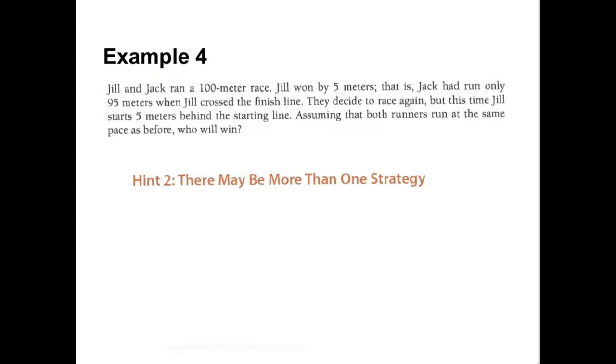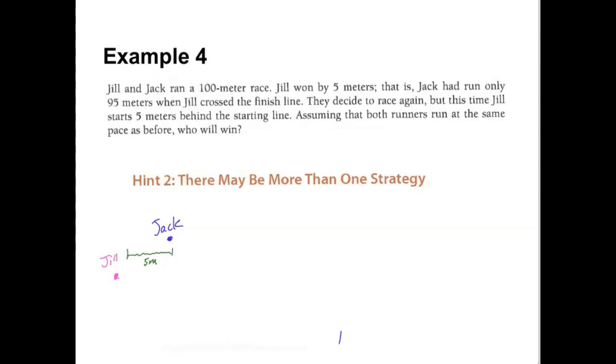Tie. I got a lot of ties, and I think that's the common intuition, but let's look at this. So Jill can run 100 meters in the time it takes Jack to run 95 meters. Can you agree with that? So this is on the second race. Jack is going to start here. We'll put Jill back here. So she's 5 meters back, right? All right, so that's 5 meters.